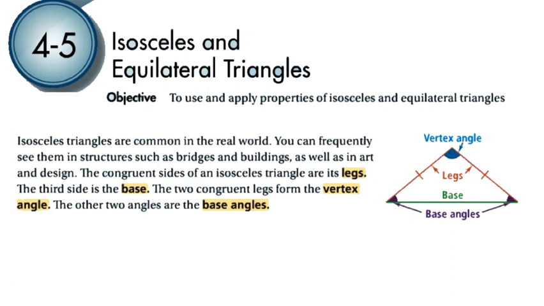If we have an isosceles triangle, the sides of the triangle that are congruent are called the legs. The angle between those two legs is the vertex angle. And the two angles that are congruent form what's called the base. So the side that's common to the two angles that are congruent is the base. And those angles are called the base angles then.